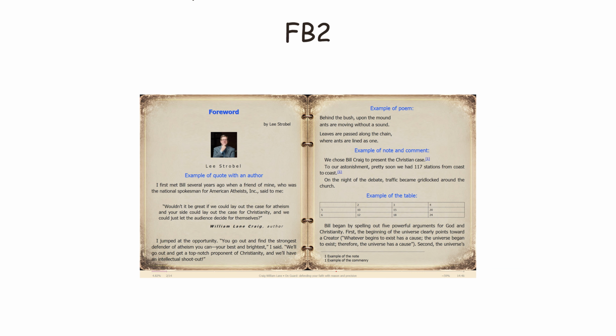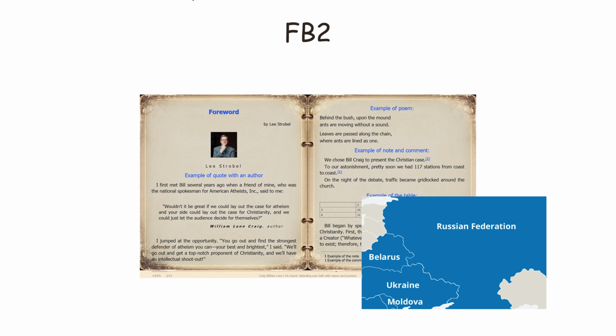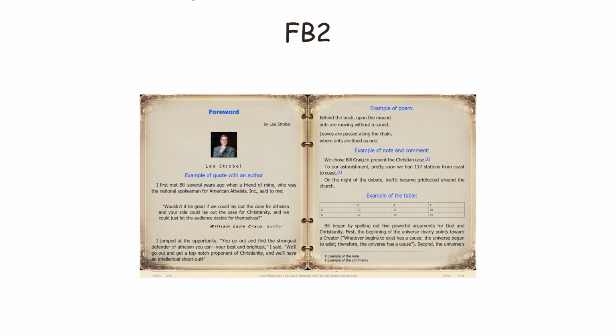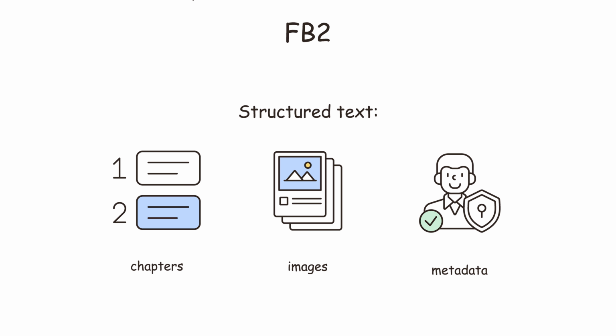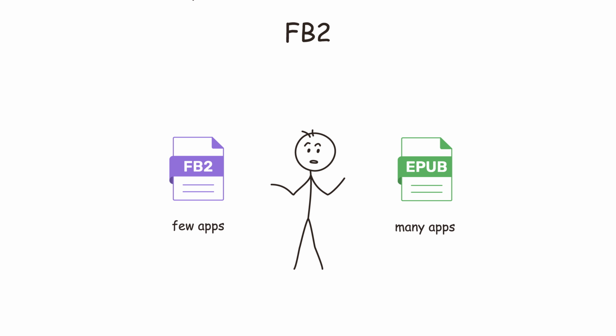FB2. FB2 stands for Fiction Book 2. It is an ebook format that became popular in Eastern Europe. FB2 uses structured text with chapters, images, and metadata like author and title. However, outside these regions, it is not widely supported compared to EPUB.